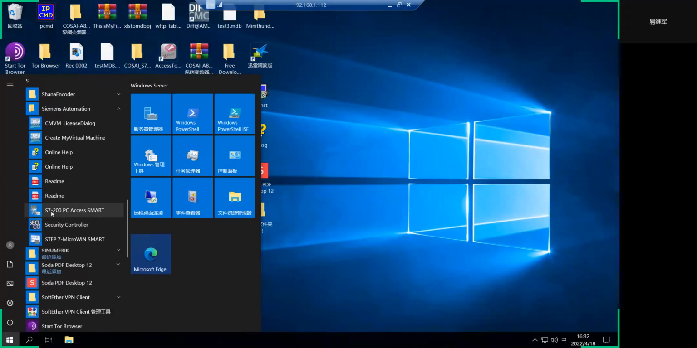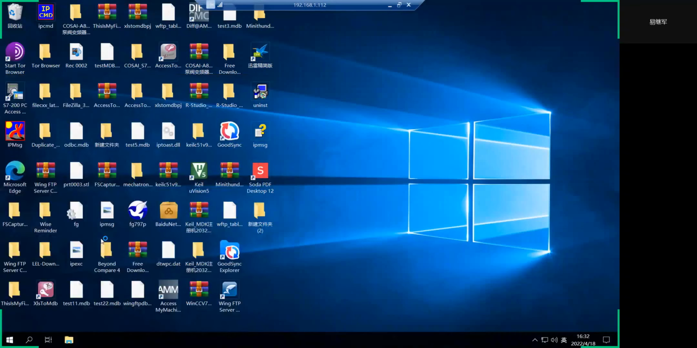This software is S7-200 PC Access Smart. This is STEP 7 Micro/WIN Smart, for the programming. This is for the computer communication with the PLC. So we start the Micro/WIN Smart.